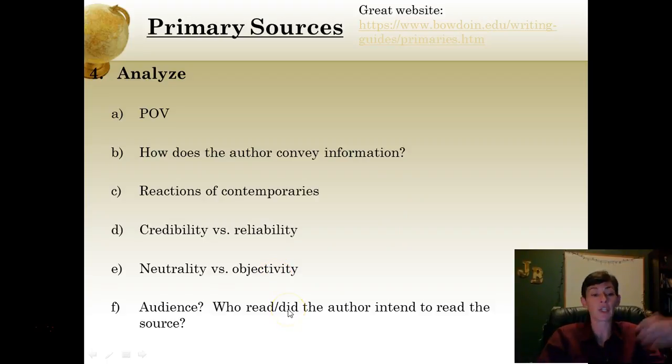Then you want to think about audience. Who did the author intend to read the source? Was it a personal letter meant for one person? Was it a royal proclamation? What was it?